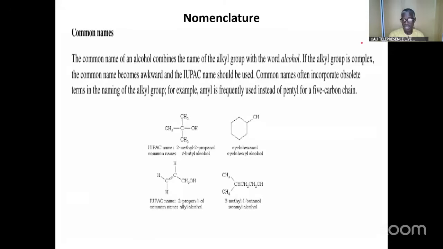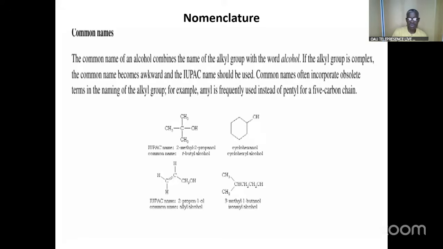Now, let's look at the rules for naming an alcohol. Let's first look at the common names. The common name of an alcohol combines the name of the alkyl group with the word alcohol, like n-butyl alcohol. If the alkyl group is complex, then the common name becomes awkward, and the IUPAC name should be used instead. Common names often incorporate obsolete terms in the name of the alkyl group. For example, amyl is frequently used instead of pentyl for a 5-carbon chain.